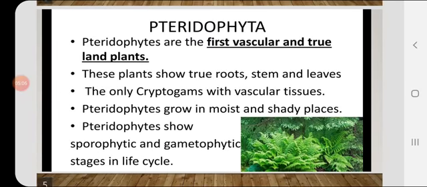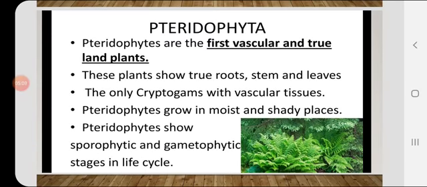So here pteridophytes are known as the first vascular and true land plants. Okay, they are first vascular plants and true land plants. They show true root, true stem, true leaves. They are the only cryptogams with vascular tissues, that means xylem and phloem. They grow in moist and shady places. Pteridophytes show sporophytic and gametophytic stages in their life cycle. We are going to study in detail about the sporophytic and gametophytic stages.